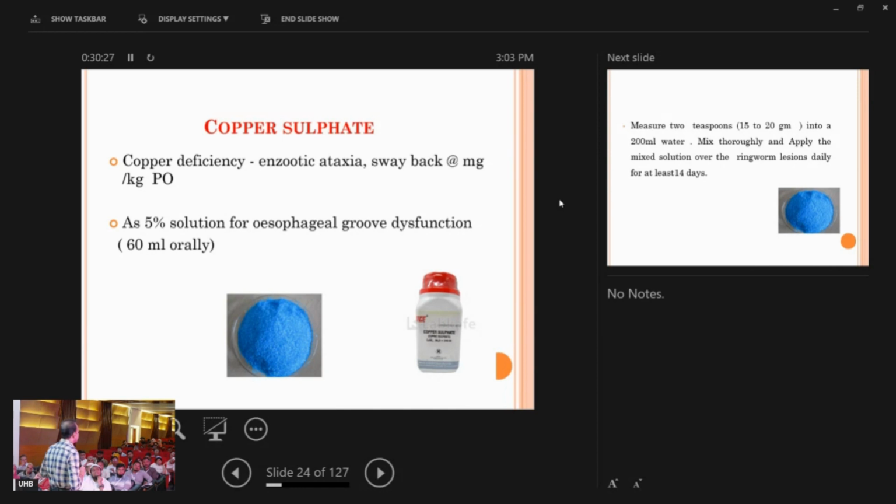Or you can even give 1% sodium bicarbonate solution. Just take 1 spoon of sodium bicarbonate, mix it with a glass of water, and drench it. In 1 or 2 days, slowly it will get better.